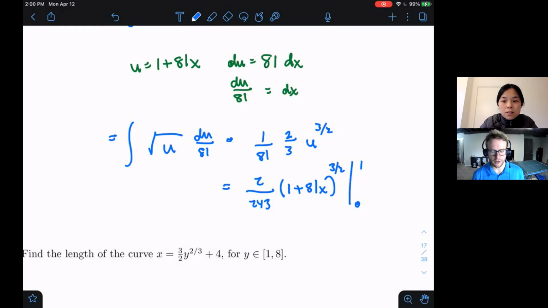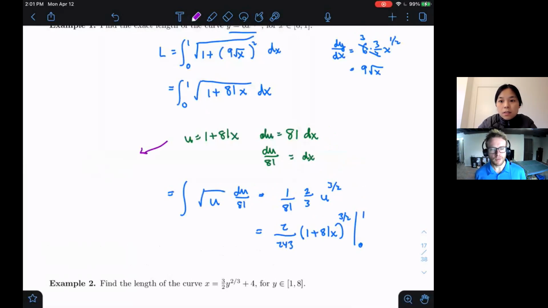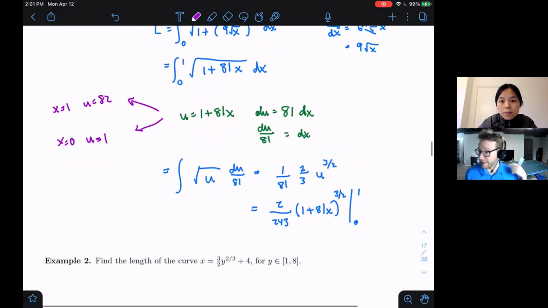If you'd like to, you could have swapped in for u and then evaluated at your u bounds, which, by the way, if you plug in x equals 0 here, you would get that u would be equal to 1. Right? And you just use this transformation equation. And if you were to plug in x equals 1, the equivalent u value there would be 1 plus 81, which is 82. And you would get the exact same answers that we're going to get here.